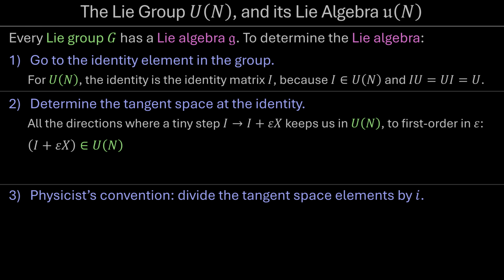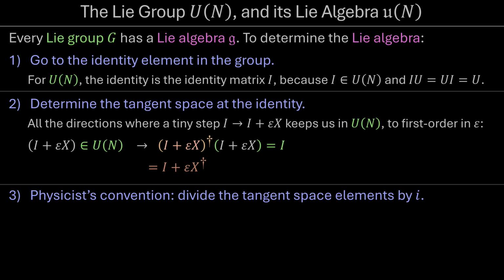And so the tangent constraint is that the directions in the tangent space are going to be those such that, to first order in epsilon, the step length, the matrix will remain in the unitary group. And we know what it means for a matrix to be in the unitary group. It means that the transpose conjugate of the matrix times the matrix itself has to equal the identity element. So if we simply analyze this equation, we can calculate the kind of matrix that our direction matrix X has to be in order to be in the tangent space at the identity matrix.